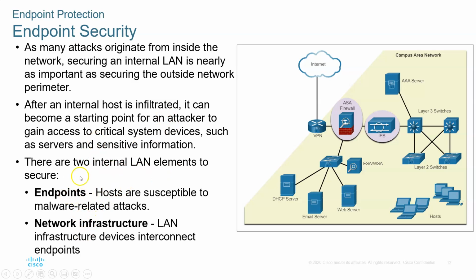There are two internal LAN elements that you need to worry about, the hosts and the network infrastructures. When I'm talking about the infrastructures, I'm talking about the switches, the IPS systems, and all of those, and the servers, of course. All of these are endpoints, and the infrastructure, such as the layer 3 and the layer 2 switches. So in this scenario, take a picture of this because I want to explain this to you.